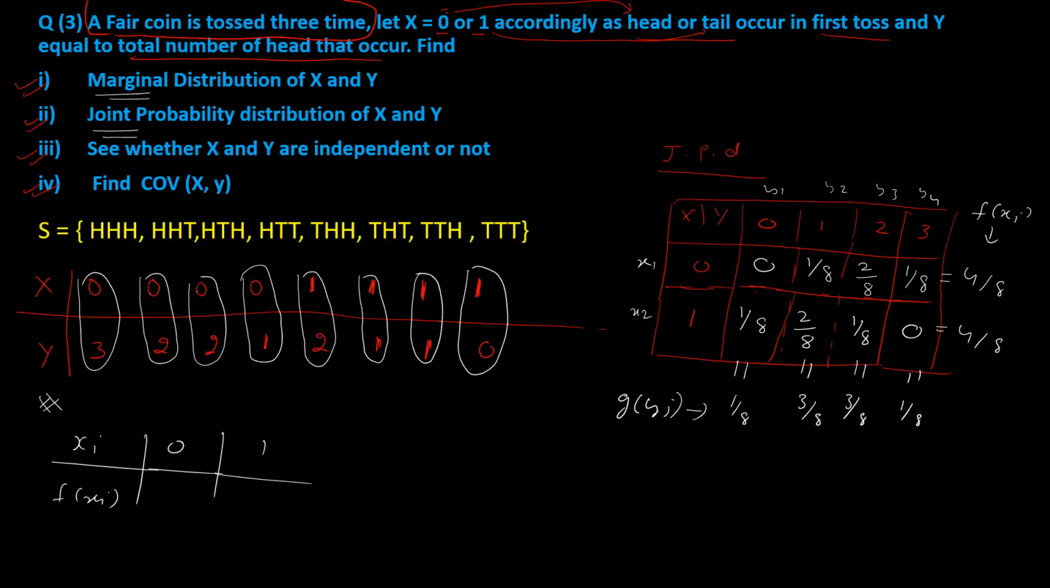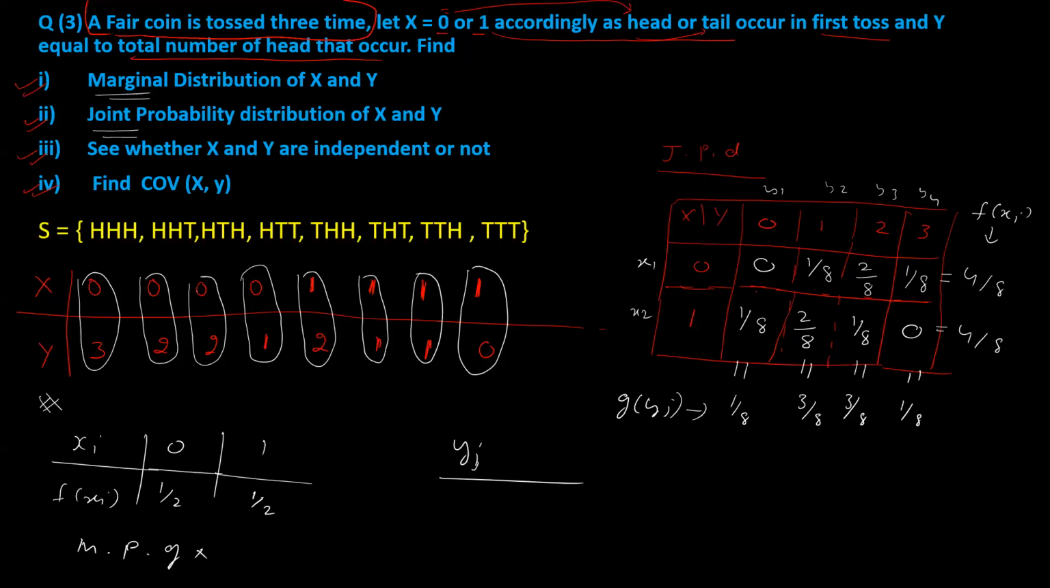So when it is 0, value is 4 by 8. So 4 by 8 means 1 by 2. When it is 1, it is also 4 by 8. So this is 1 by 2. So this is the marginal probability of x. Similarly, you have to draw the marginal probability of y also.